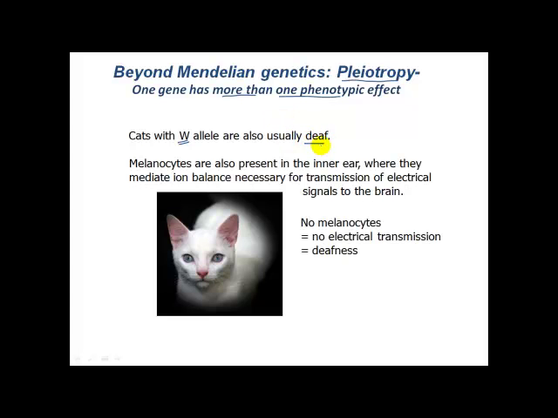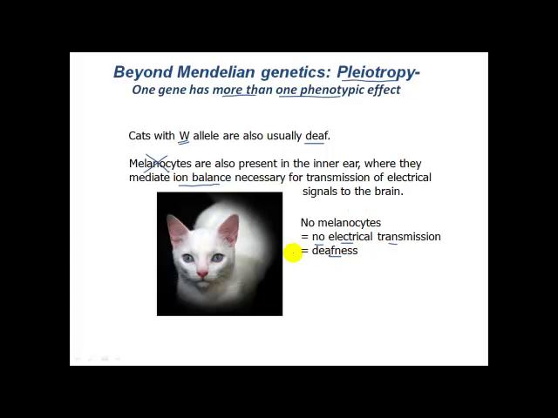And the reason that they're deaf is that within the inner ear, there's also a population of cells that are related to melanocytes that regulate the balance of electrolytes within the ear that controls action potentials and the transmission of electrical signals to the brain. So if we don't have melanocytes in the inner ear, then we get no electrical transmission. We end up with deaf cats.